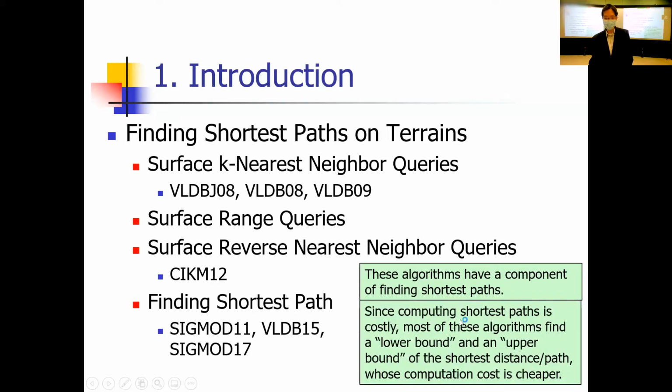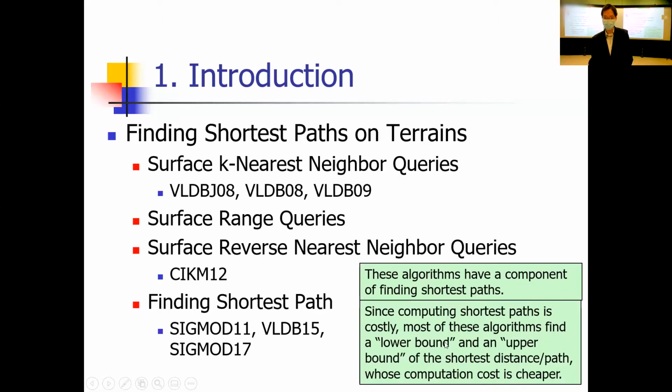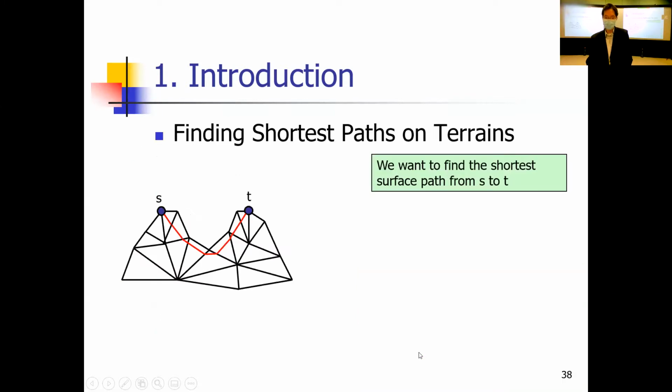Since computing the shortest path is very expensive, most of these algorithms need to find a lower bound and upper bound, as I mentioned before, of the shortest distance, whose computation cost is much cheaper and much faster than computing the exact shortest distance and path. So this is the reason why we need to study how to improve the lower bound. Now let's see this example.